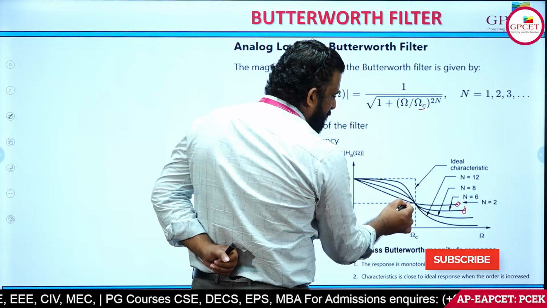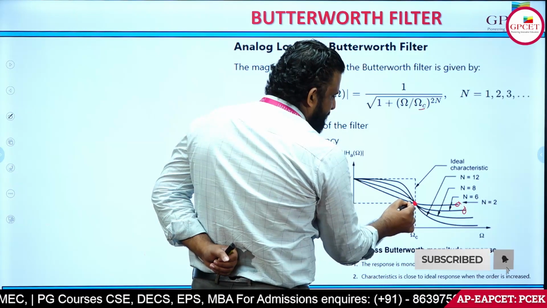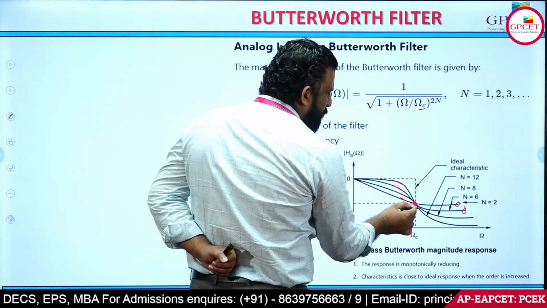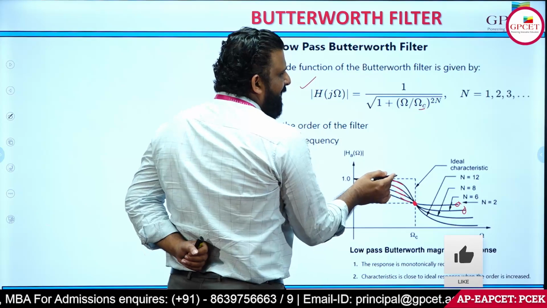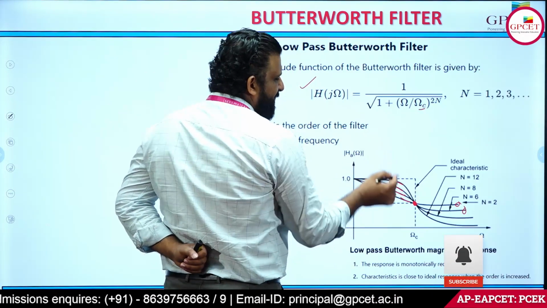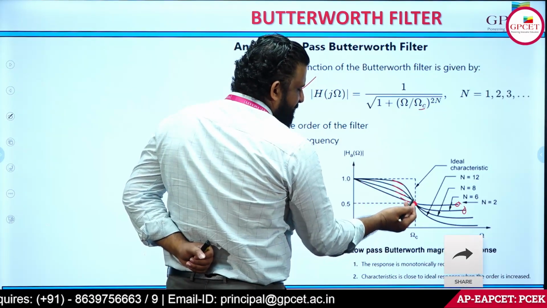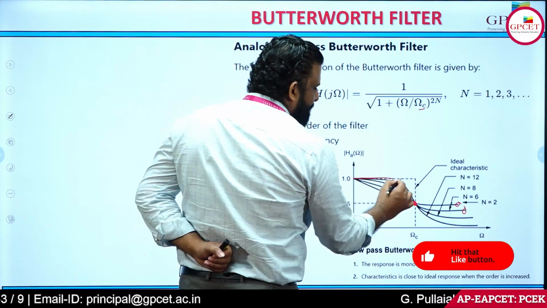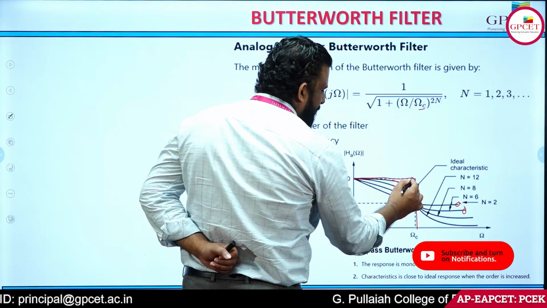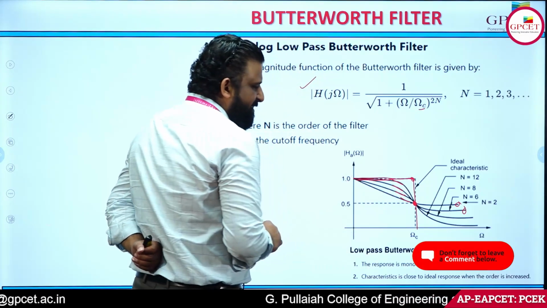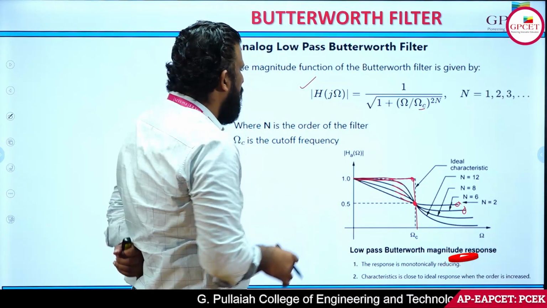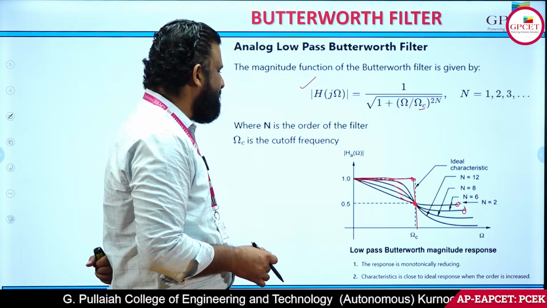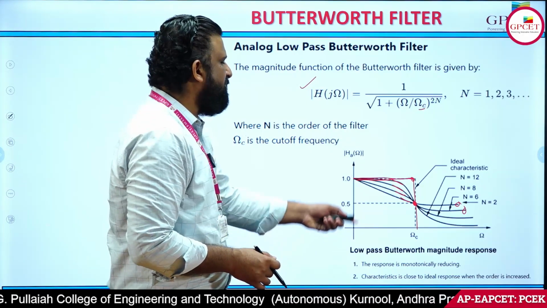If we see here, n is equal to 2, n is equal to 3, n is equal to 4, and n is equal to 5. As I go on increasing the order of the filter, its characteristics get closer to the ideal characteristics, the ideal frequency response. So this is a small graph which shows the characteristics of the magnitude response for the low pass Butterworth filter.